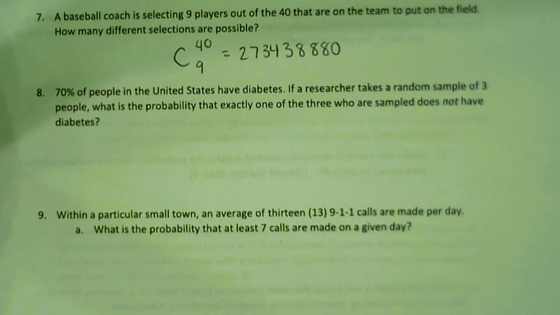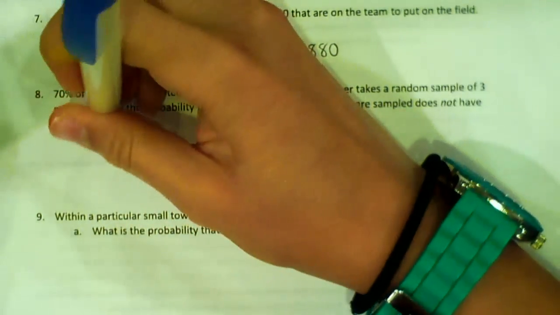So the next one goes back to the discrete random variables, right? We have 70% of the people in the United States who have diabetes. If a researcher takes a sample of 3 people, what is the probability that exactly one of the 3 who are sampled does not have diabetes? Right, so we have a sample size of 3.